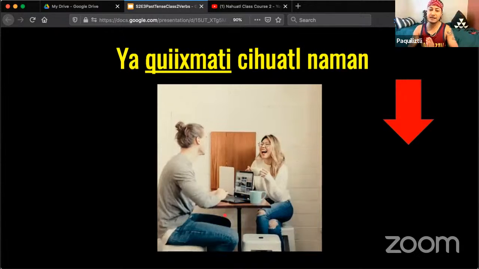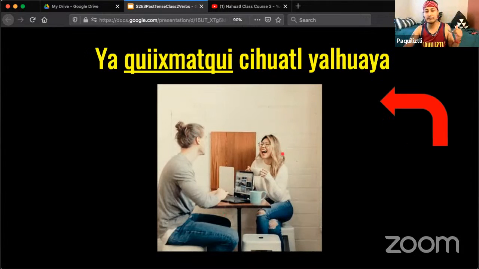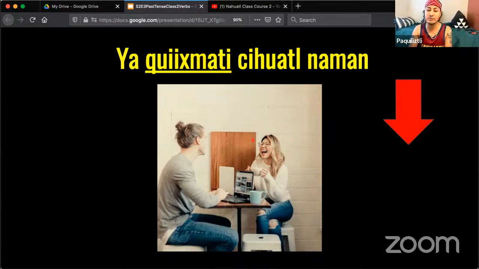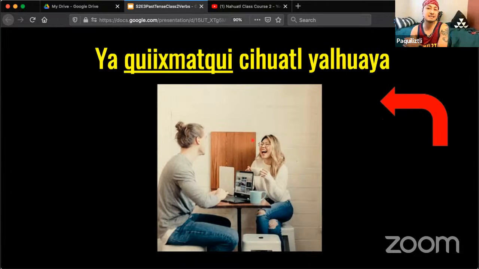All right, so here we have an example. Ya ki ishmati siwat naman. Ya ki ishmati. So ki ishmati, I don't know how to express it, but this picture expresses it well, I think. But don't worry, if you don't know what it means, I have a translation at the end. Ya ki ishmati siwat naman. Okay. Yalwaya, ya ki ishmatki siwat yalwaya. So notice it went from ki ishmati to ki ishmatki.